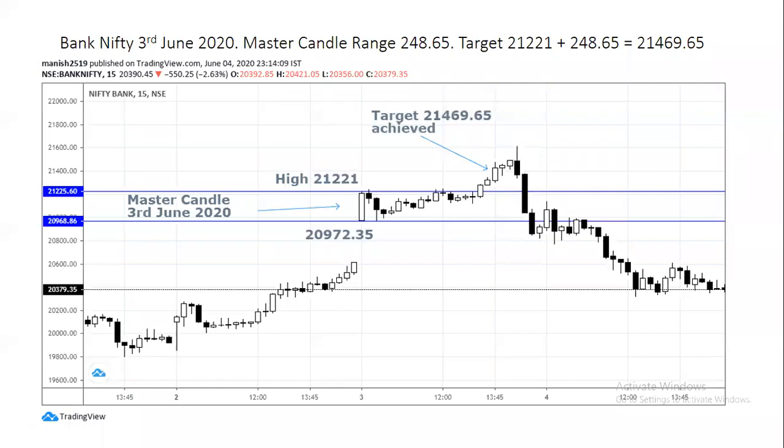Now, another important point you can note down is the gap area. On this day, Bank Nifty opened gap up. Opening was above PDH, that is previous day high, and we got master candle formation. Whenever you notice master candle formation after a gap up or gap down opening, again you can go for a trade. Very high chances the trade can work in your favor.